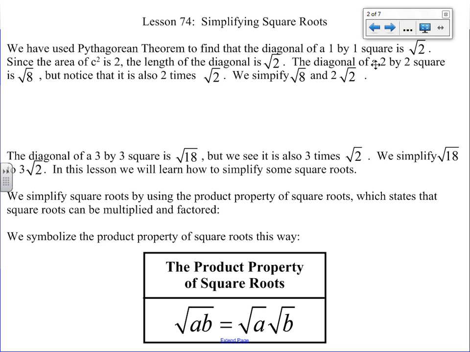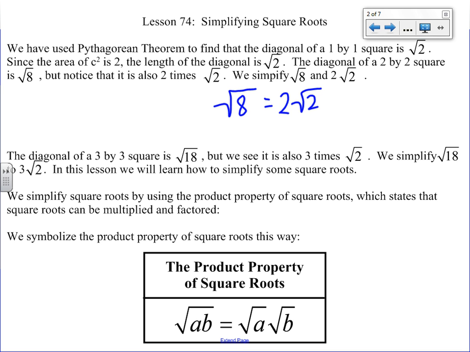We simplify radical 8 and 2 radical 2. Okay? So what they're saying there is that radical 8 is equal to 2 radical 2. And here in a minute I'm going to show you how that works. The diagonal of a 3 by 3 square is radical 18. But we see that it is also 3 times radical 2. We simplify radical 18 to 3 radical 2.